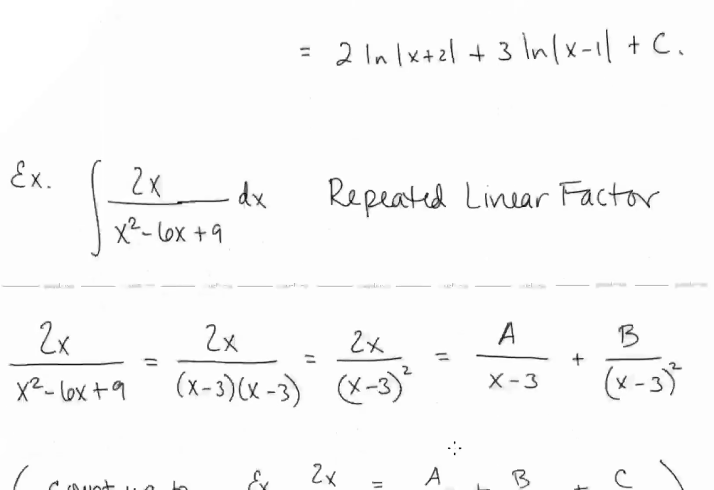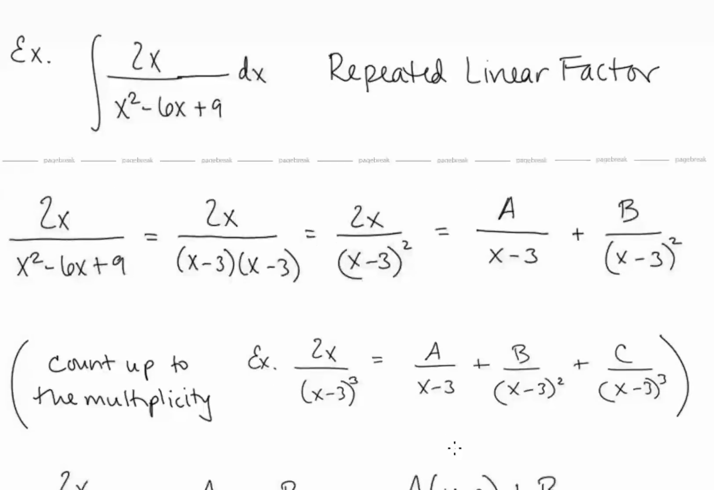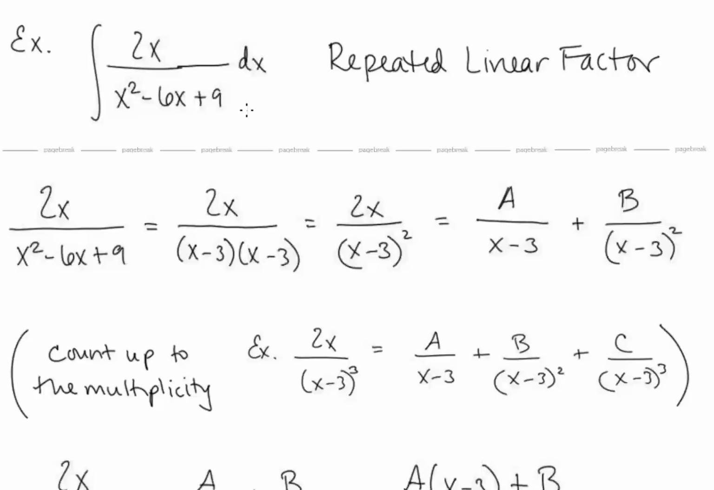Let's take a look at an example where we have a repeated linear factor. Well, first I should say, let's notice that this is not a g prime over g situation. Because remember, if we let u equal x squared minus 6x plus 9, then for du we would need a 2x minus 6. And we don't have a minus 6 up here in the numerator. So we can't do a u substitution of that type here. But we do notice that the denominator is factorable. So let's factor. This is 2x over x minus 3 quantity squared.